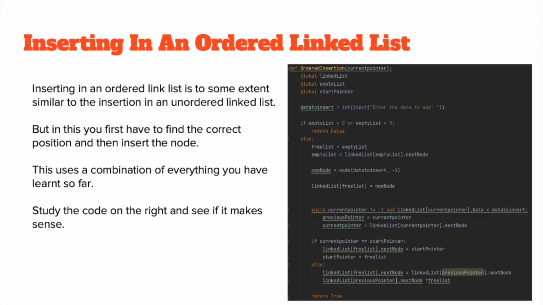But how do we update the next nodes? The loop comes into play if current pointer is not equal to minus 1 and linked list current pointer.data is less than the data to insert, because we're now going to keep checking. And this is where your sorting elements comes into play. We update the previous pointer to the current pointer. Current pointer becomes the next node. If current pointer is the start pointer, then we change the free list next node to the start pointer, update the start pointer. Otherwise, we update the next node based on the free list to the previous pointer's next node, and so on. And at the end, we return true.